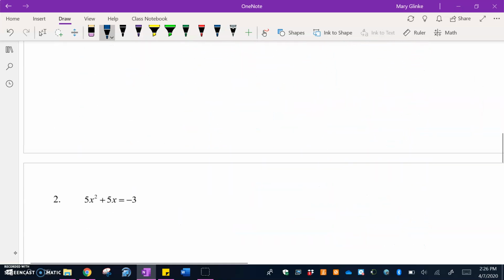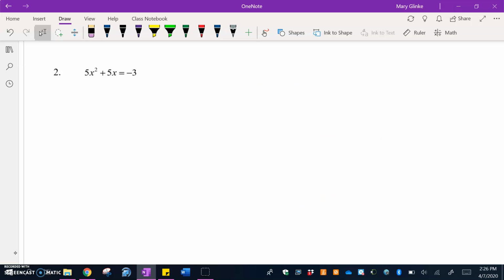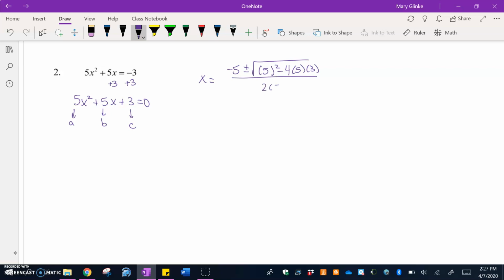Let's go ahead and try another one and see different cases that might pop up. So for this one, you'll notice it's equal to negative 3. We want to move that 3 to the other side because our quadratic has to be equal to 0. When we do that, we can then identify a, b, and c, and we can plug it in. X equals negative b plus or minus the square root of b squared minus 4ac all over 2a. When we simplify this, we're going to first take what's under the square root and figure out what this all is. When we simplify all of that, we are going to get negative 35.